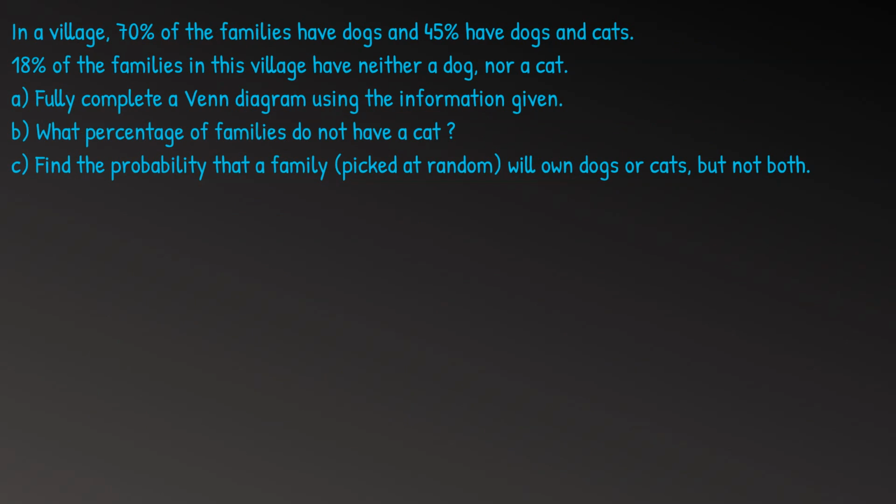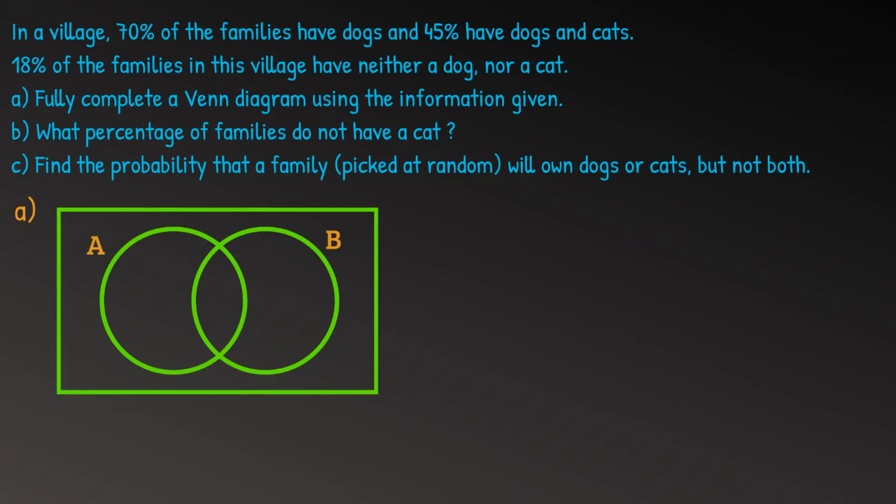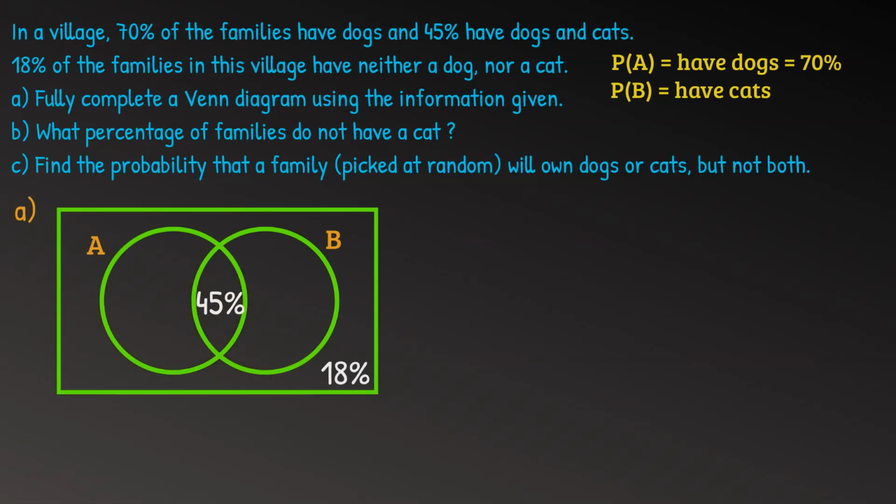And in the final question, we have a village where 70% of the families have dogs, 45% have dogs and cats, and 18% of the families have neither a dog nor a cat. Now we want to fill out this Venn diagram, so let's say that set A are the people who have dogs and set B are the people who have cats. Now we can write 18% on the diagram here because this area outside the circle represents the people who don't have a dog or a cat. We can also write 45% in this area because this region represents the people who have dogs and cats.